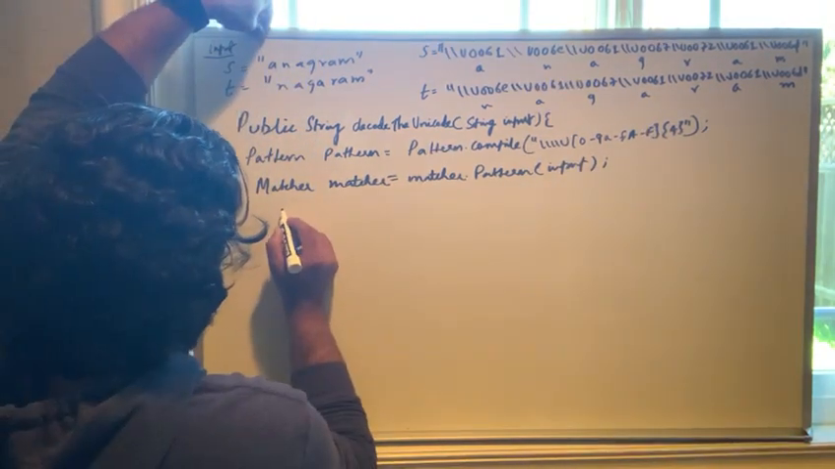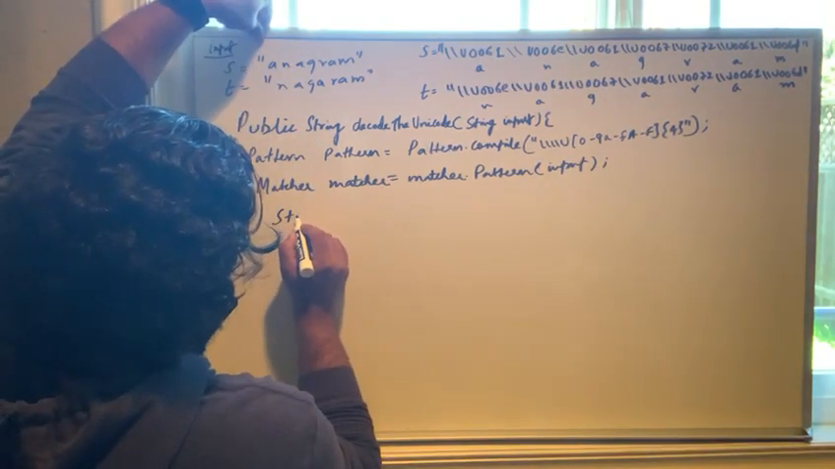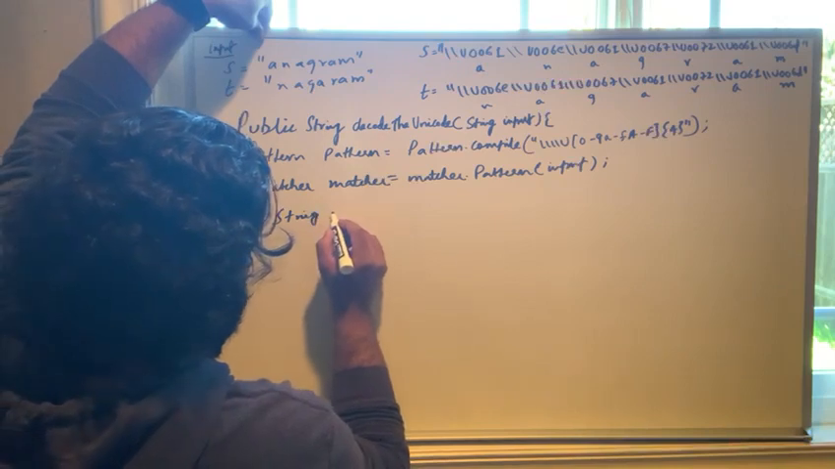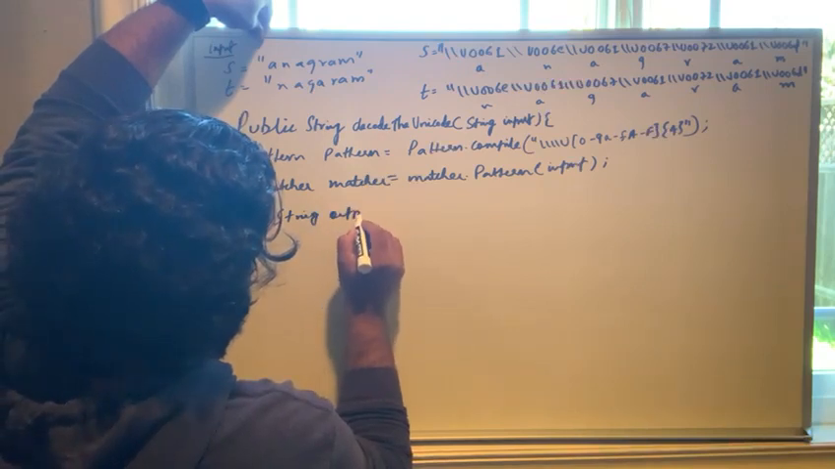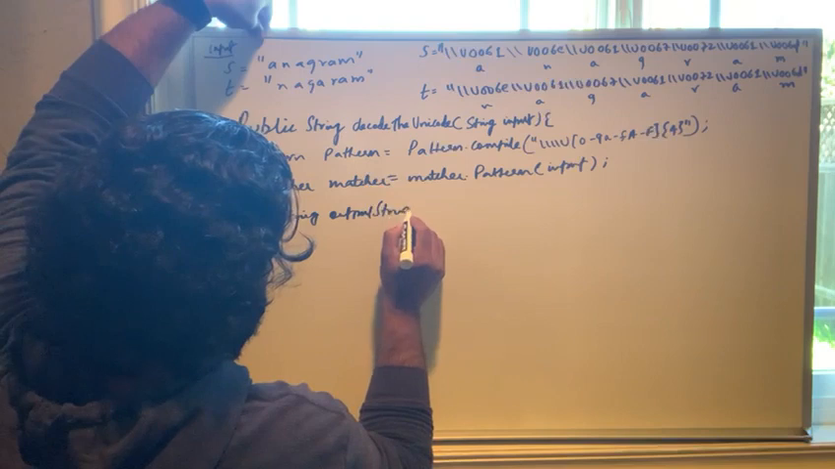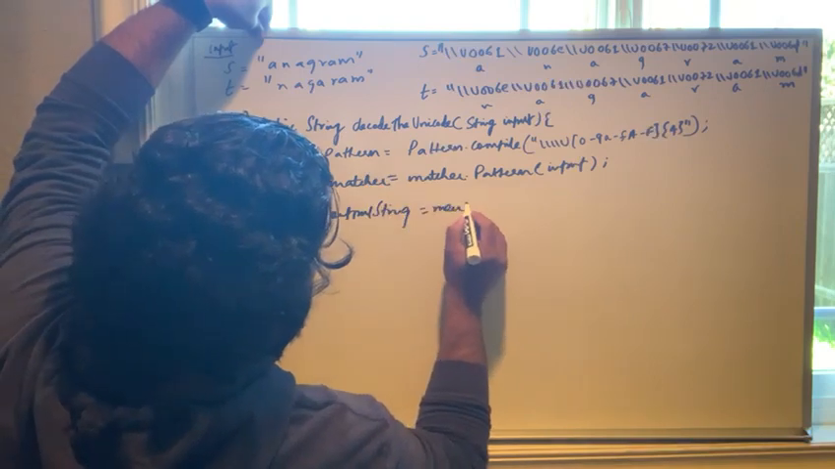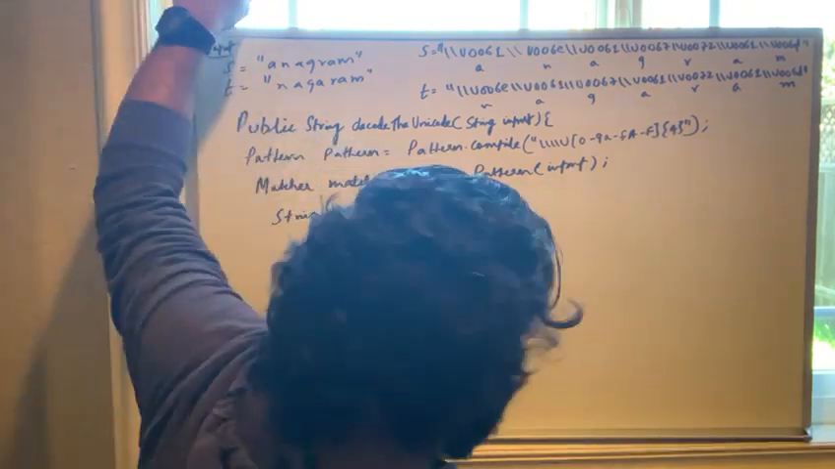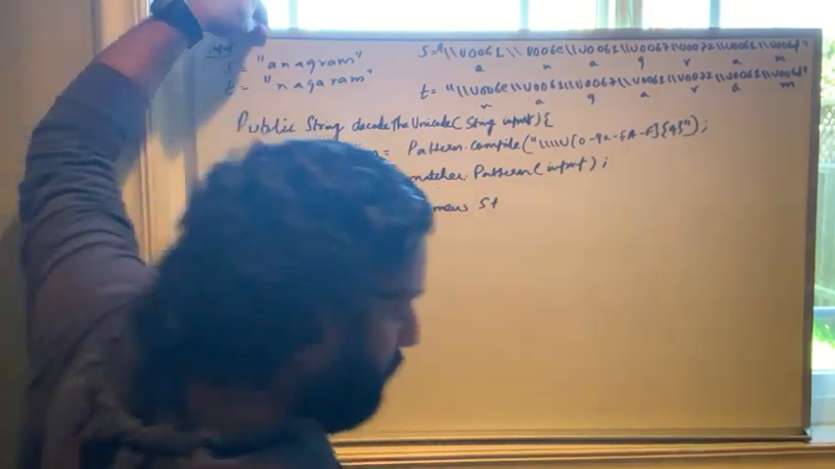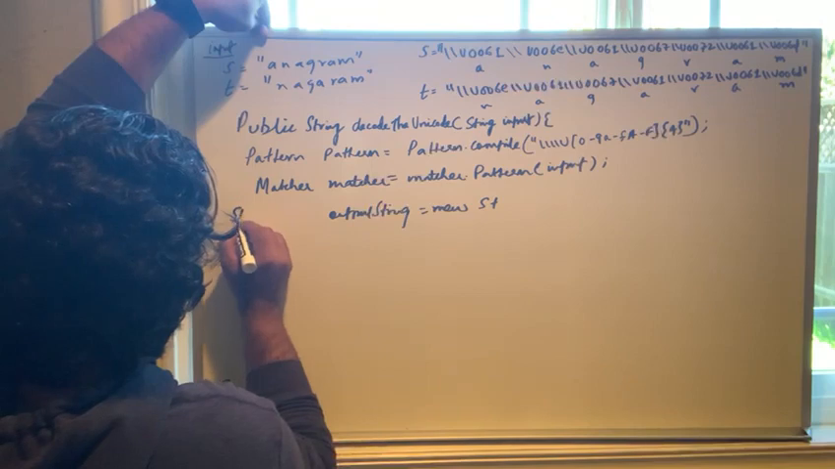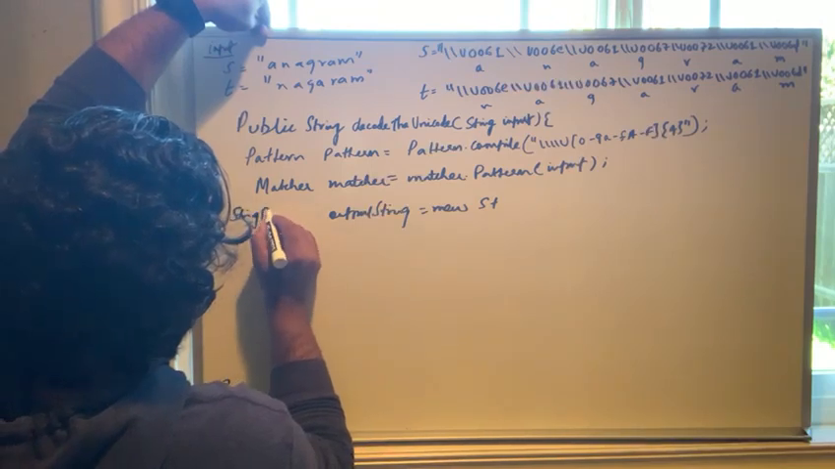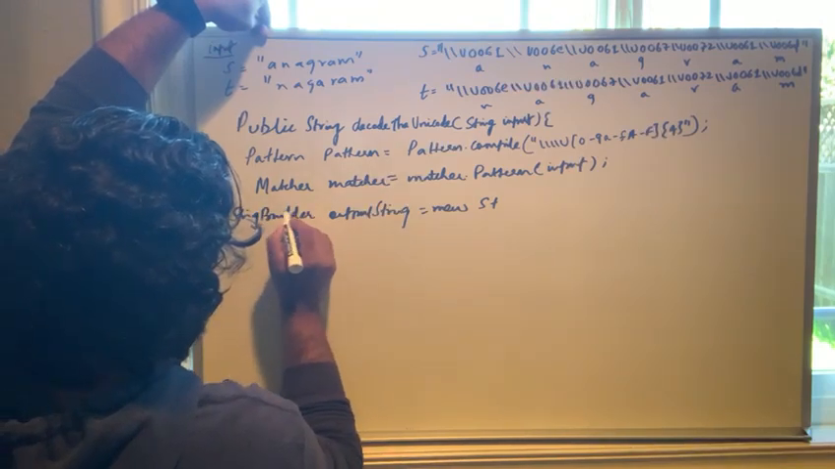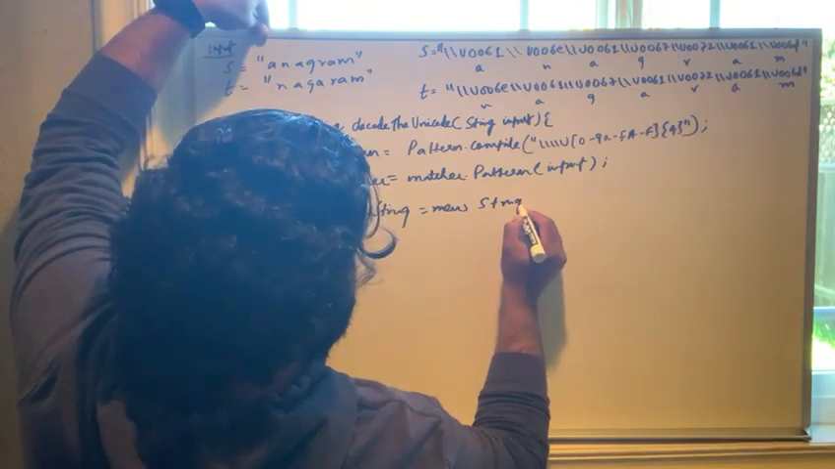And then we're going to use an output string. We're going to declare an output string equal to new StringBuilder. So we're going to say StringBuilder, new StringBuilder.